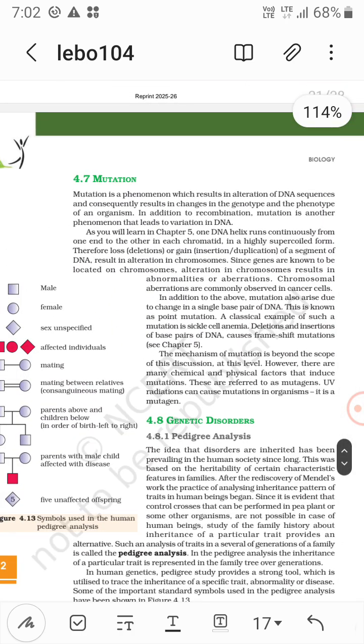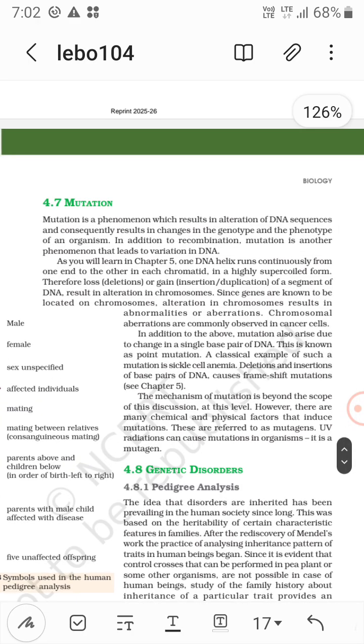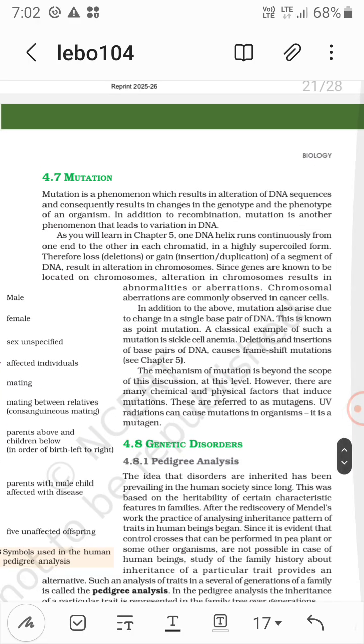Now, mutation. So what is a mutation? Mutation is a phenomenon which results in the alteration of DNA sequences and consequently results in changes in the genotype and the phenotype of an organism. In addition to recombination, mutation is another phenomenon that leads to variation in DNA.